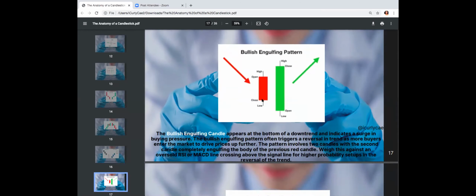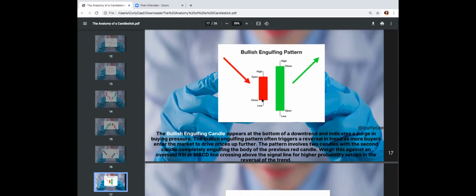So the bullish engulfing candle appears at the bottom of a downtrend and indicates a surge in buying pressure. The bullish engulfing pattern often triggers a reversal in trend as more buyers enter the market to drive prices up further. The pattern involves two candles with the second candle completely engulfing the body of the previous candle.